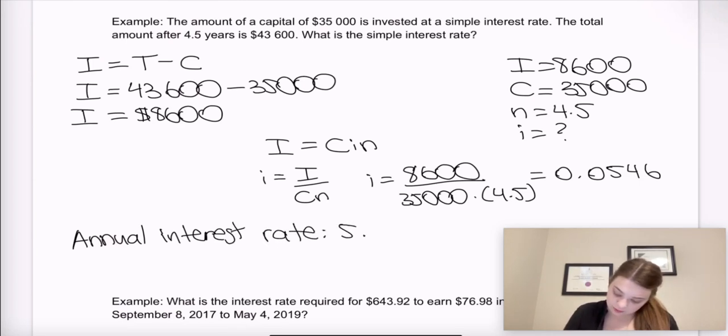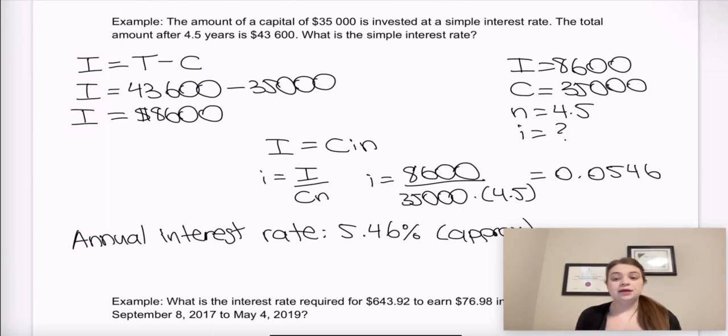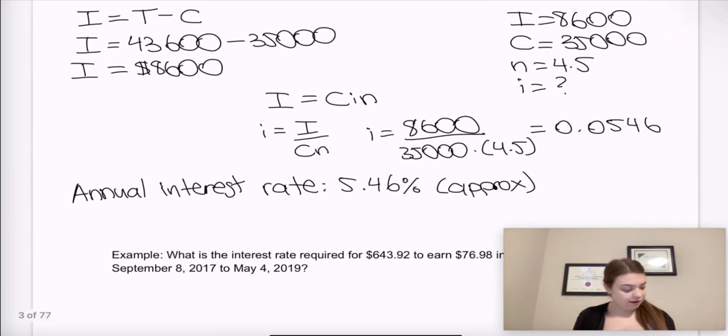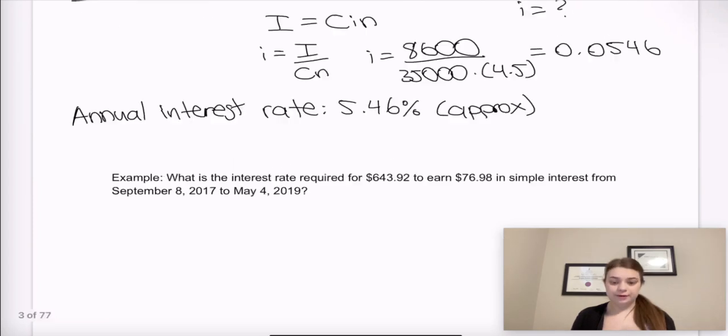So the annual simple interest rate is 5.46% approximately, because I did round there if that wasn't an exact answer, but that's okay. That's our approximate answer there. All right, and let's do one more.